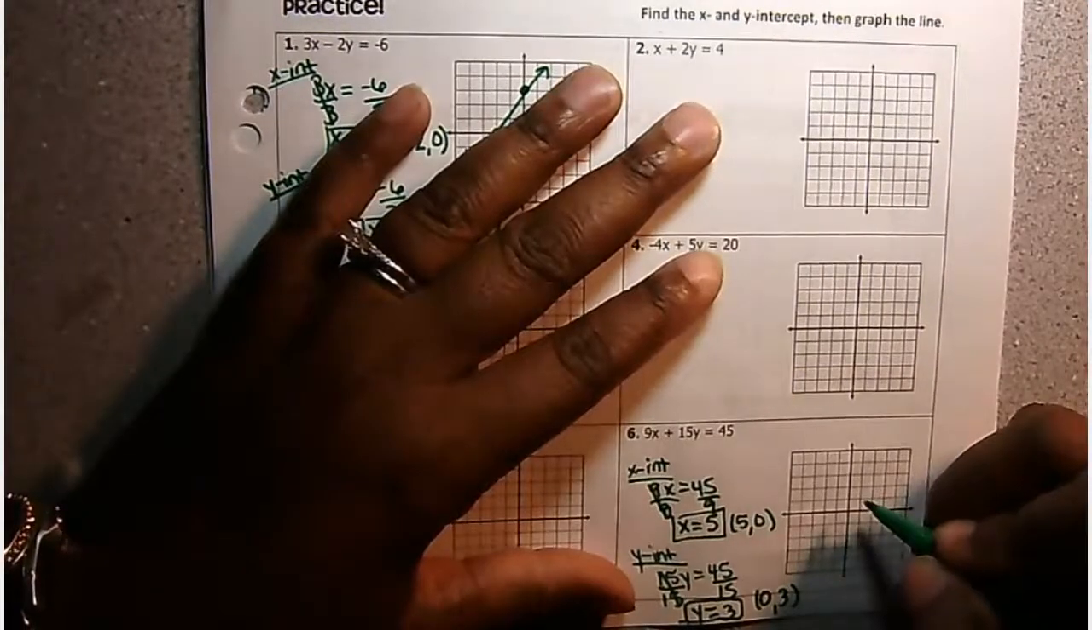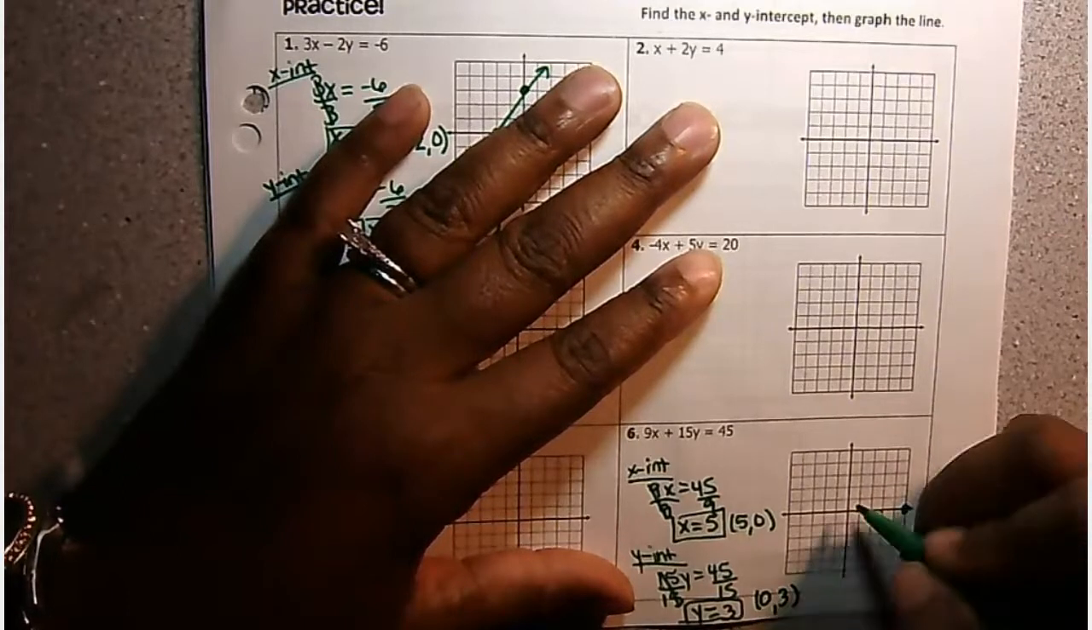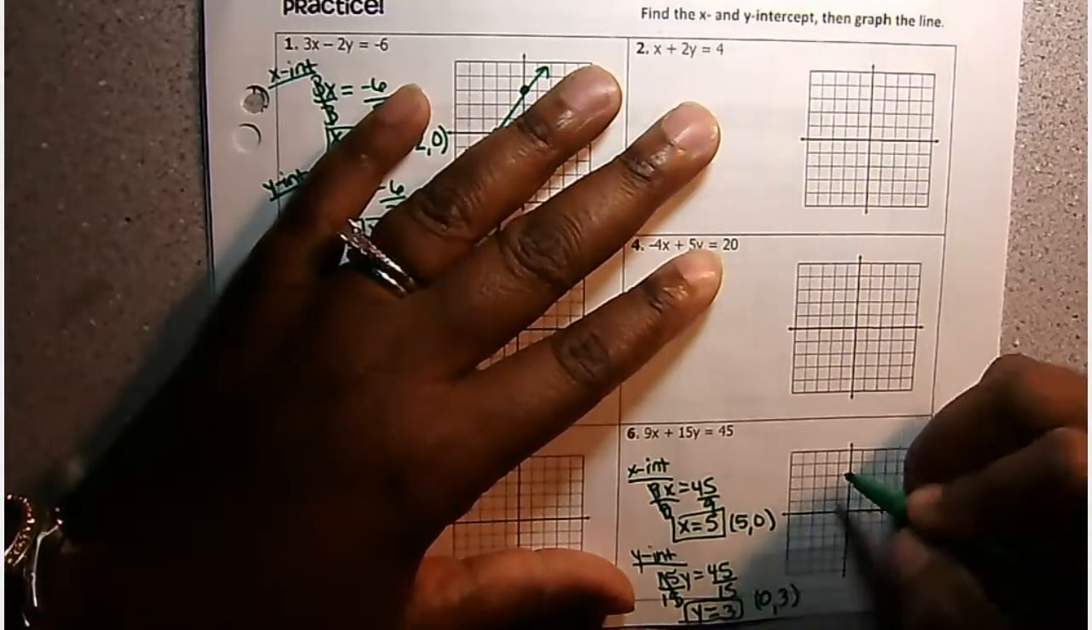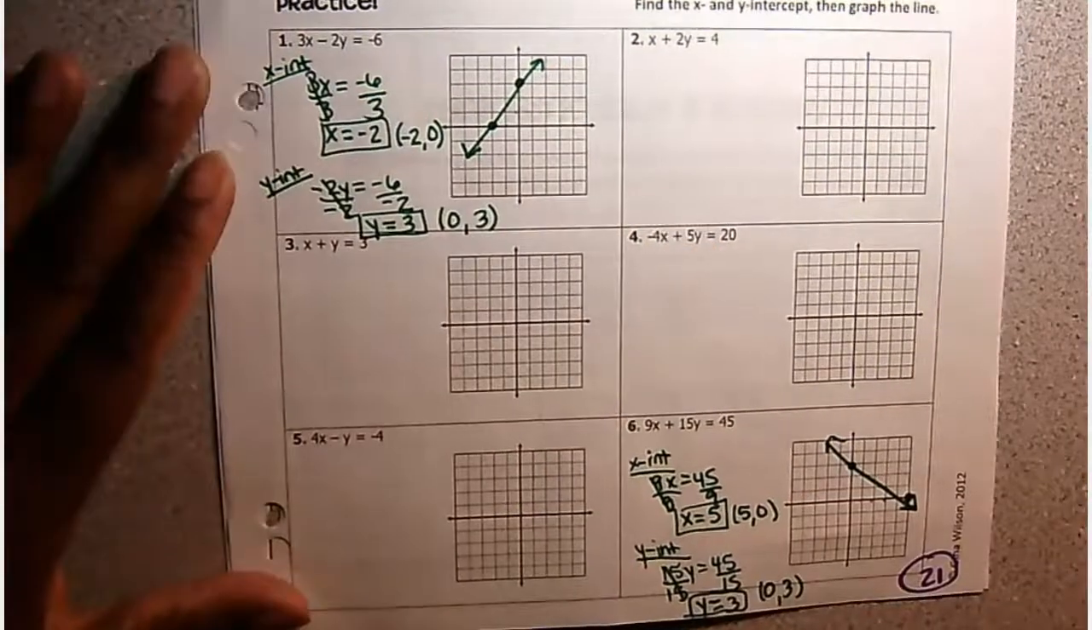I'm going to plot those, guys. 1, 2, 3, 4, 5. That goes here. 1, 2, 3. That goes here. And this is my line graphing by intercepts.